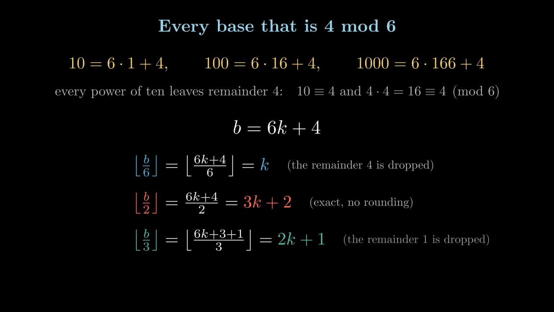A half of b is 3k plus 2. And a third of b, rounded down, is exactly 2k plus 1. In base 6k plus 4, our candidate has the digits k, then 3k plus 2, then 2k plus 1. For k equal to 1, that is 1, 5, 3 in base 10.